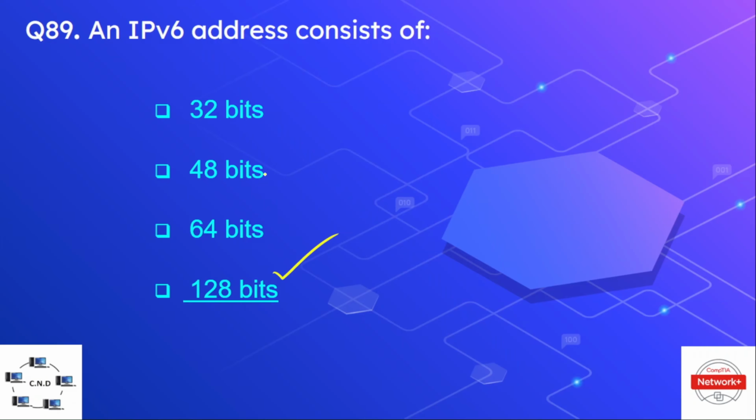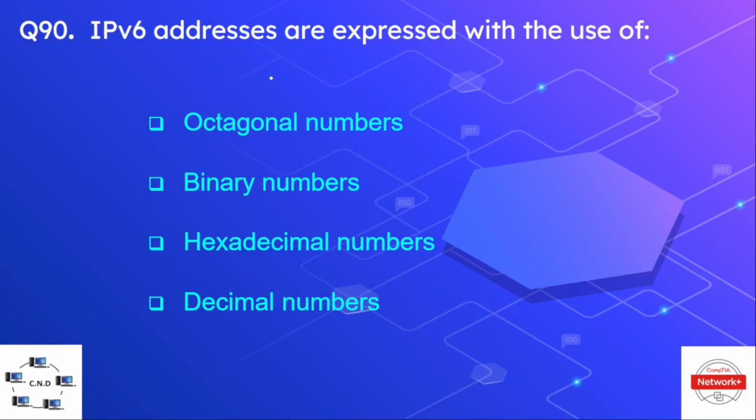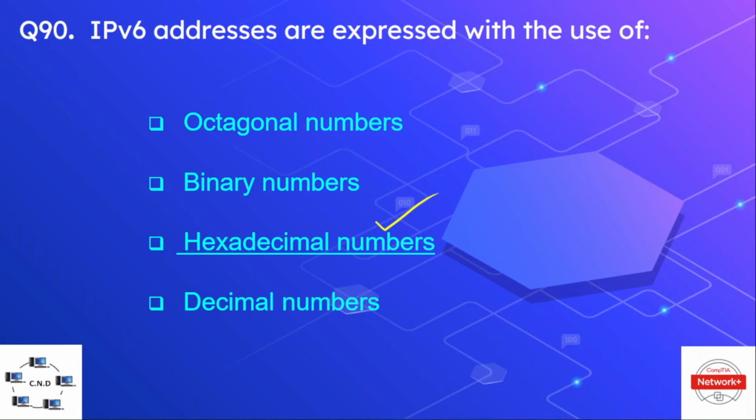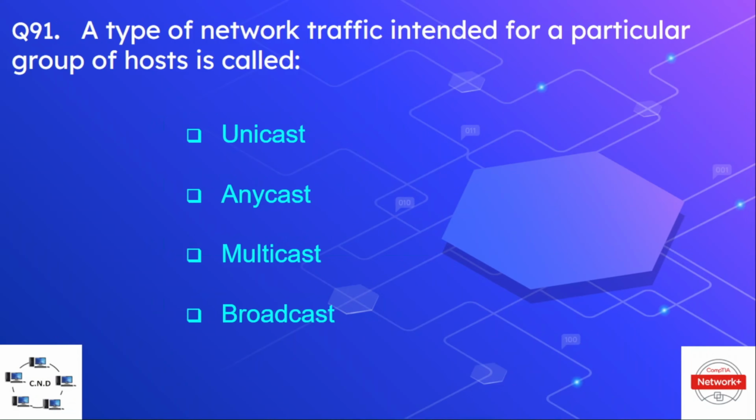The 48 bit is the MAC address, while 32 bit is the IPv4 address. IPv6 addresses are expressed with the use of, and the options are octal number, binary number, hexadecimal number, or decimal number. And the correct option is hexadecimal number. So IP version 6 addresses are expressed with the help of hexadecimal numbers.